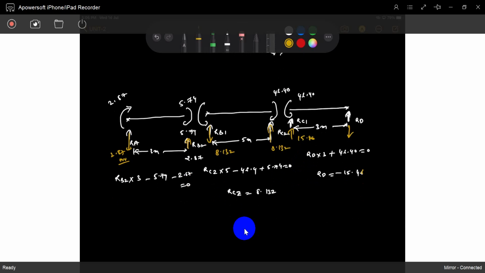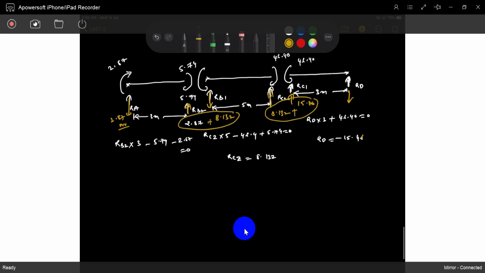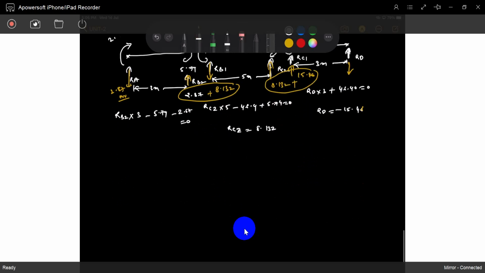So what is the reaction? What is the reaction at RC? Club it. What is the reaction at RB? Club it. Add it. And write down the shear force diagram.